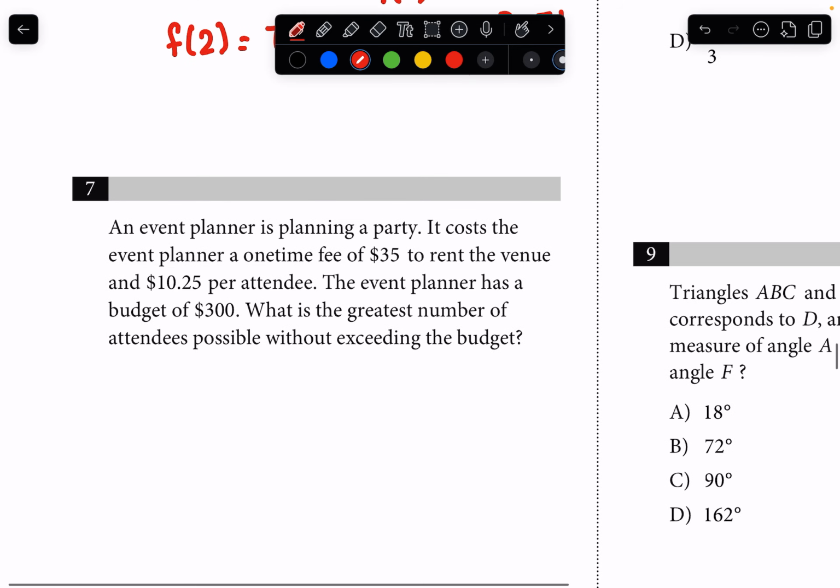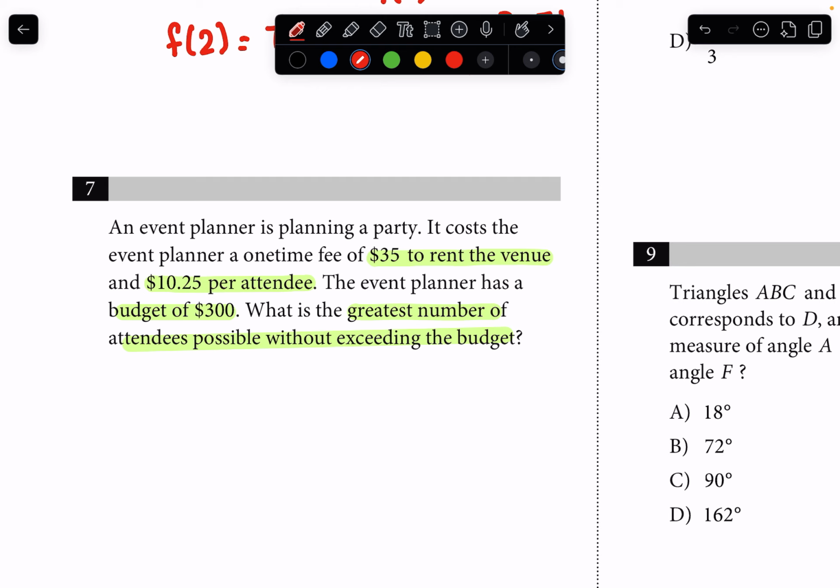Question 7 says an event planner is planning a party. It costs the event planner a one-time fee of $35 to rent the venue and $10.25 per attendee. The event planner has a budget of $300. What is the greatest number of attendees possible without exceeding the budget? Now over here we need to solve this question by making an inequality and then trying to plug in values in that equation.